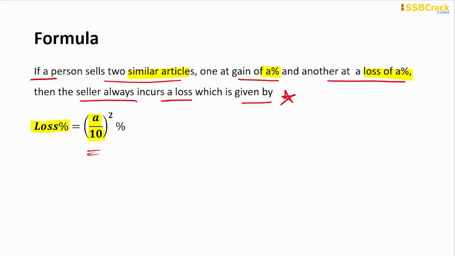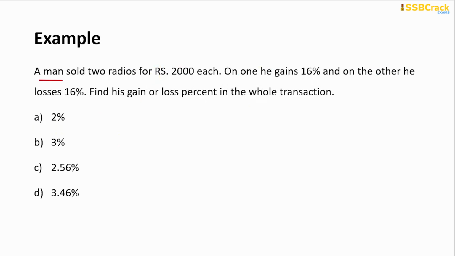So let's check an example then. If a man sold two radios, two similar items, for rupees 2000 each, that is not required because the formula doesn't use this value, because we know that in this scenario, when a person sells two similar articles with one at a loss percent and the other at a profit percent, but the same percent, profit percent is the same as loss percent, then the person has a loss percent, which we calculate by the formula.